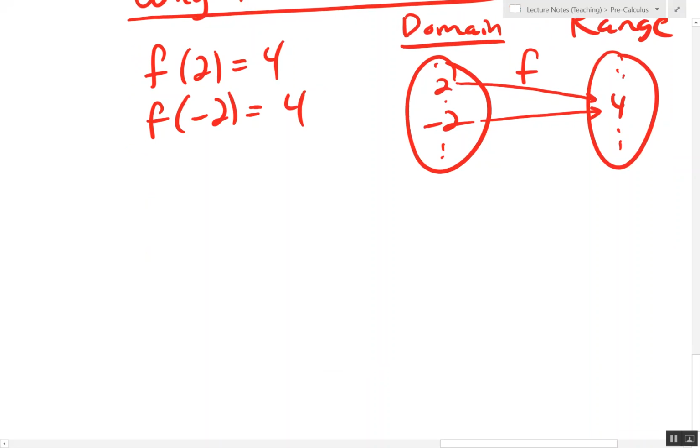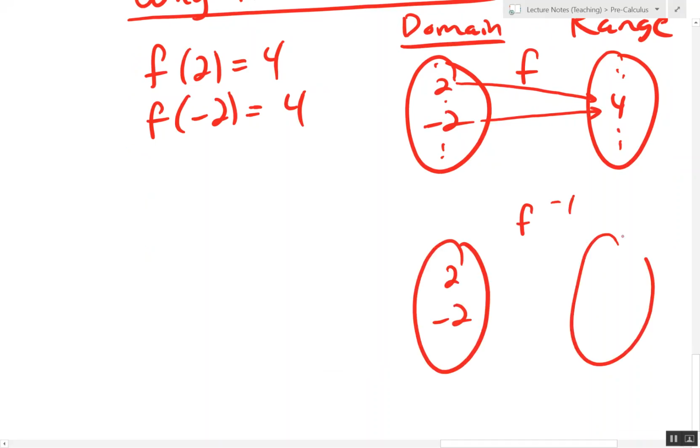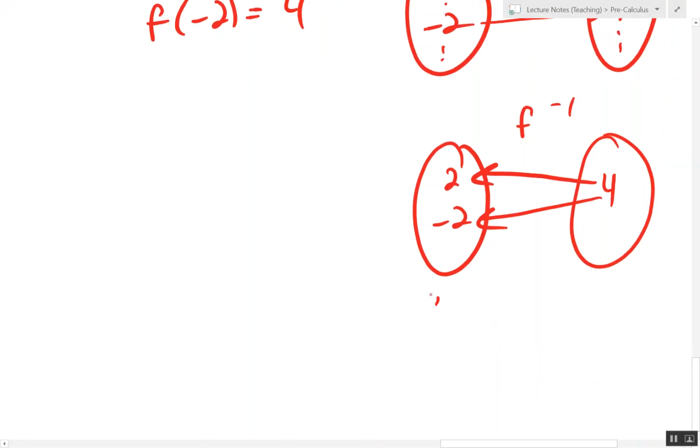But f inverse, what does that model? Well, this is going to be 2 and negative 2, and over here is going to be 4. So this 4 is going to have the arrows pointing in the reverse direction. So notice that says that f inverse of 4 is both plus and minus 2.